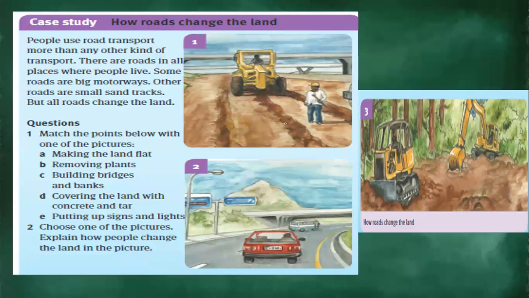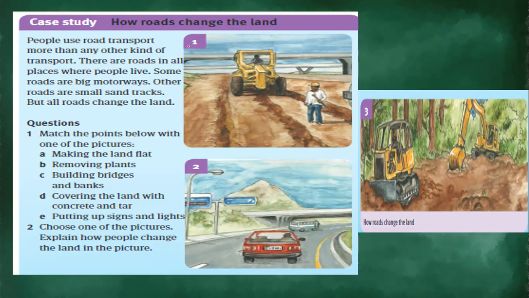Some roads are big motorways, and other roads are small sand tracks. But all roads change the land, whether they are big motorways or small sand tracks. They all change the land one way or the other.